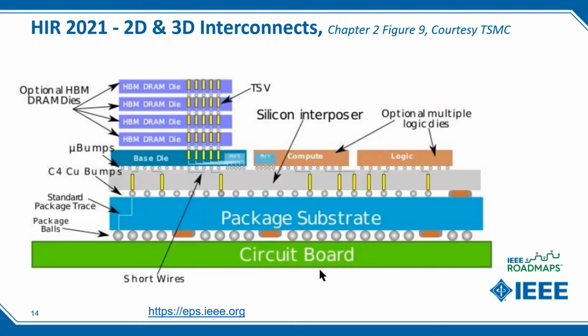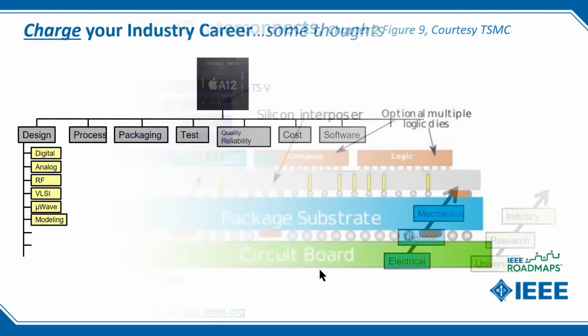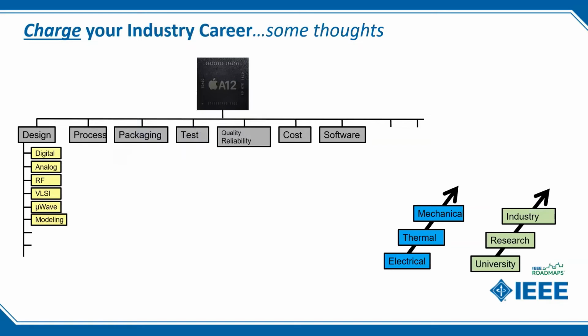So now let me switch gears to how you as a young professional can take advantage of some of these things. Let me give you an example of a company like Apple. Of course, they're shipping smartphones, but in there is a chip that they designed. A12 is an example. The latest one, I believe, is going to be an A14. And in order to do this, there are multiple disciplines that need to come together: design, process, packaging, and so on. Now, Apple is a design house.